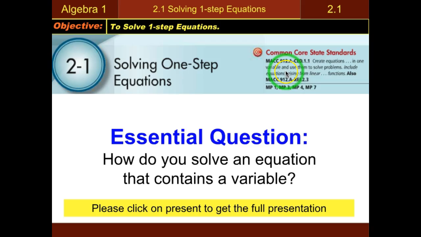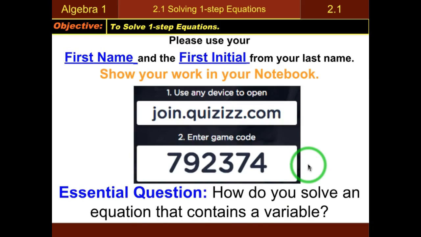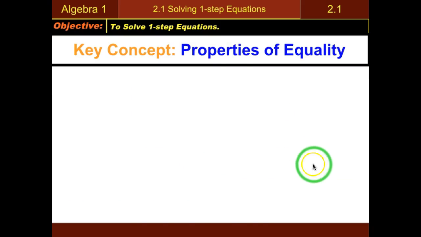Create equations in one variable and use them to solve problems. Include equations arising from linear functions. All right. Our essential question today was how do you solve an equation that contains a variable? So we did some practice.